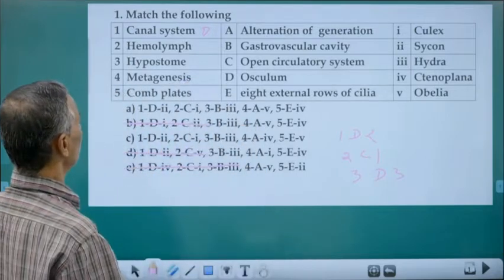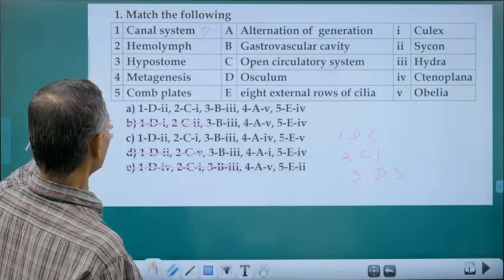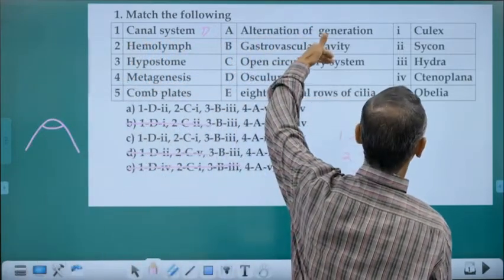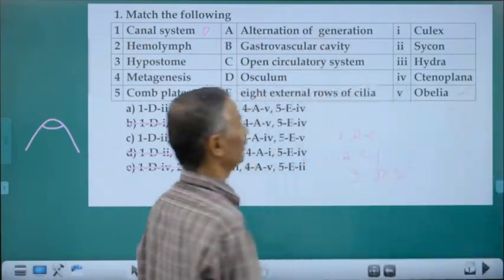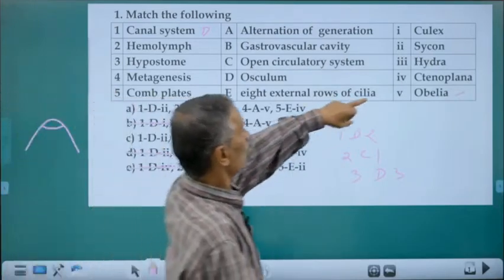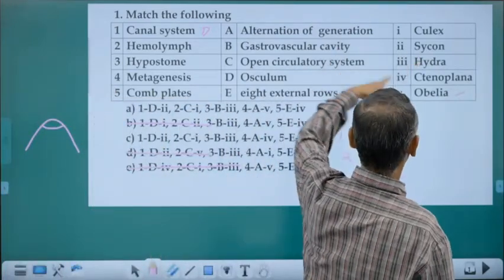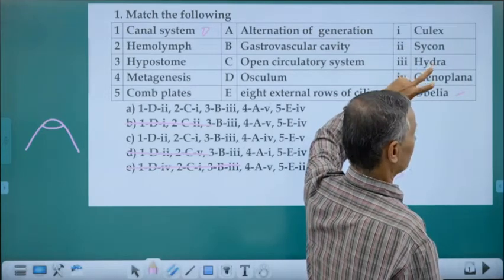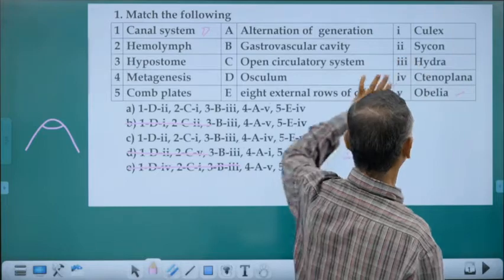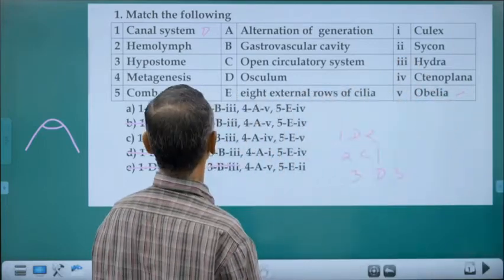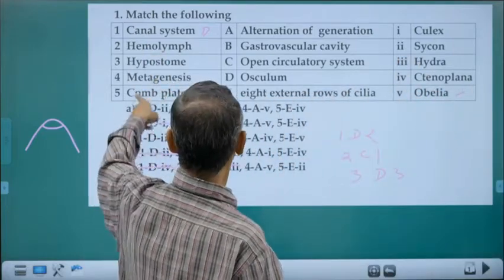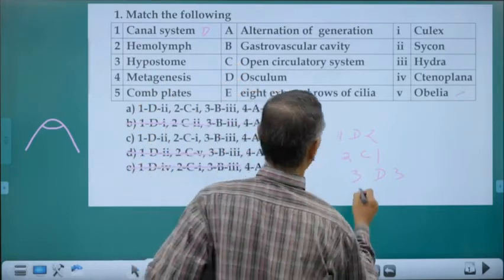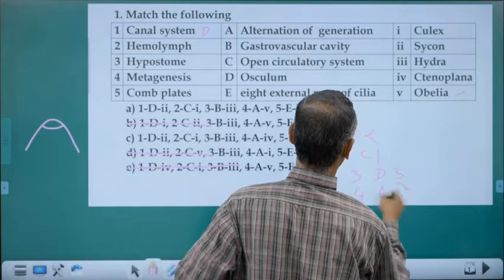Now, the difference will be for metagenesis, alternation of generation. It is seen in a colony, like Obelia colony. That's why we have not taken hydra here, because Obelia is a colonial, polymorphic. It is a dimorphic colony having polyp and medusa stages. So that is the correct one. So metagenesis for A5.